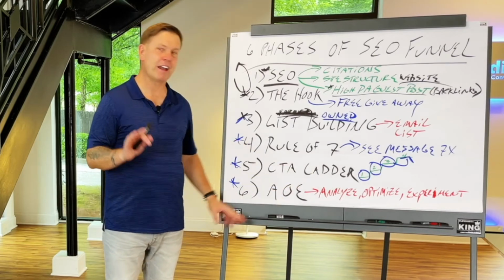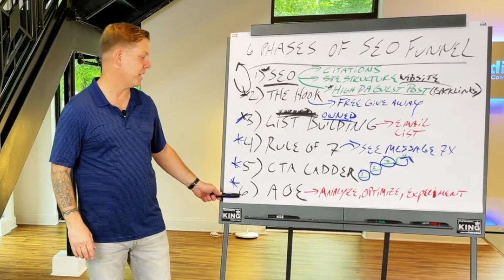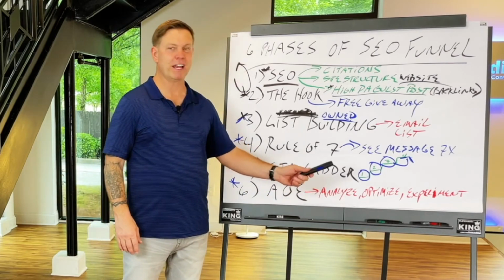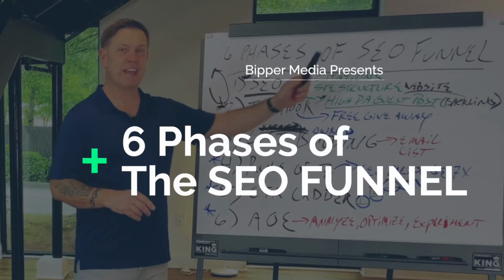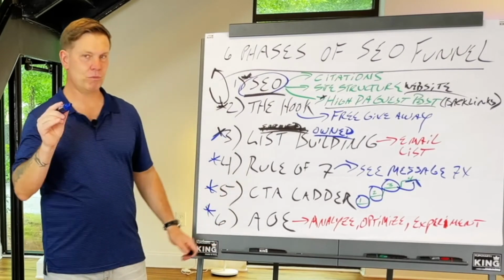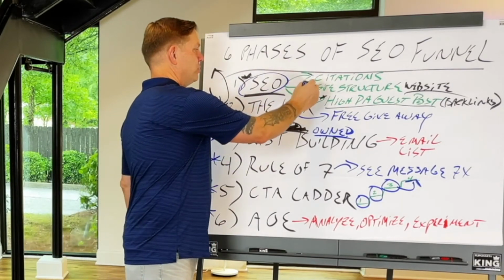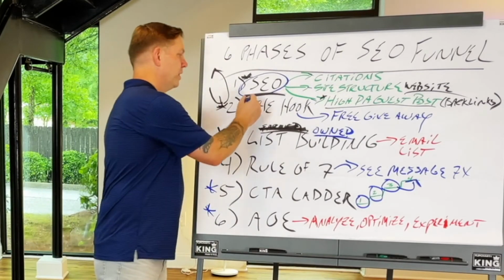So anyway, I say that because I just wanted to give you an example of how to leverage the CTA ladder and really the importance of this phase down here, phase 6, which is analyze, optimize, and experiment. So again, the 6 phases of the SEO funnel. Number 1 is SEO, where I talked about the importance of citations, site structure, and high DA guest posts. Phase number 2 is the hook.